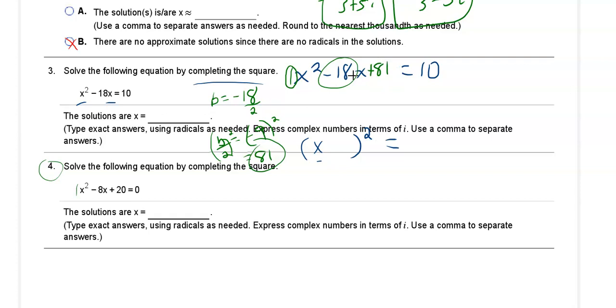So I'm going to add an 81 to this so that it's set up to factor the way I need it to factor. If I add 81 to the left-hand side, I have to add 81 to the right-hand side as well. I have to balance that out. So the left-hand side factors. Now, because this is a 1, pretty easy thing to factor.